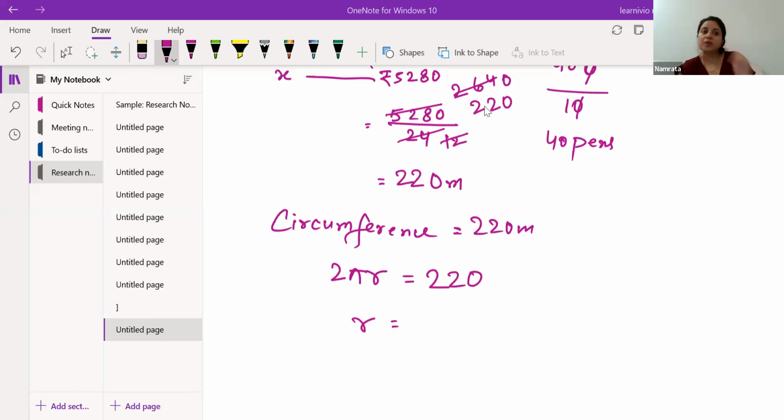Yes, ma'am. Okay. So from here, we will get the radius, right? Please find the radius: 220 divided by 2 pi. Pi value, just take it as 22/7. Please find the radius and tell me. What will we get? Ma'am, doing, 1 second. Yeah, do it.